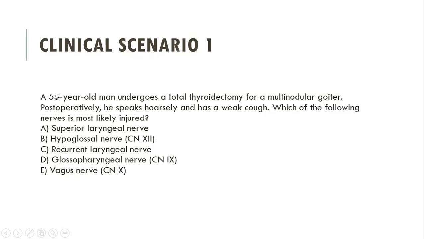Number one is a 55-year-old man who undergoes a total thyroidectomy for a multinodular goiter. Post-operatively, he speaks hoarsely and has a weak cough. Which of the following nerves is most likely injured? So the patient has undergone thyroidectomy and he speaks hoarsely and has a weak cough. So which nerve do you think? The nerve will be the recurrent laryngeal nerve, because whenever there is damage to the recurrent laryngeal nerve, the patient speaks hoarsely.